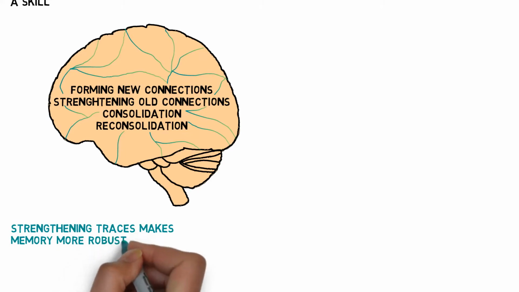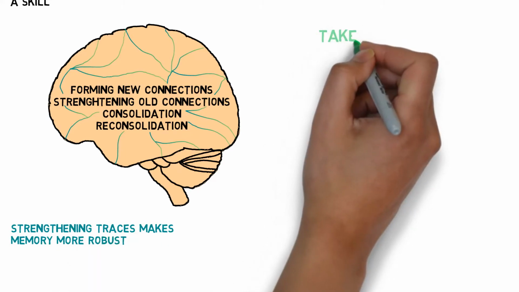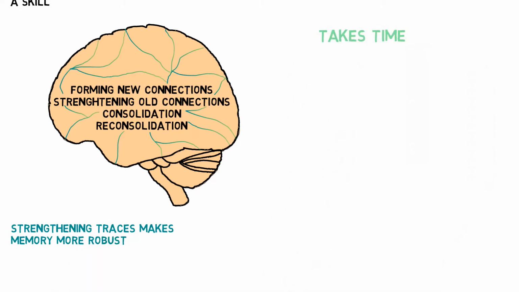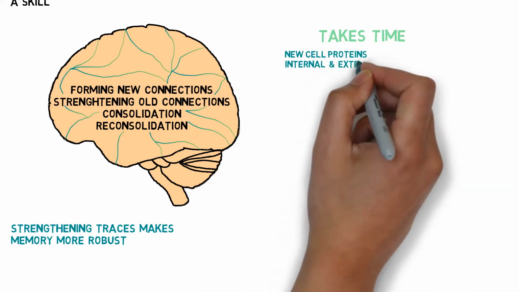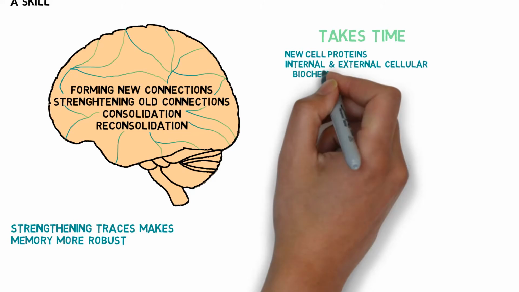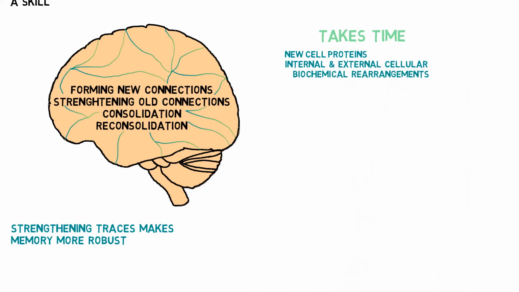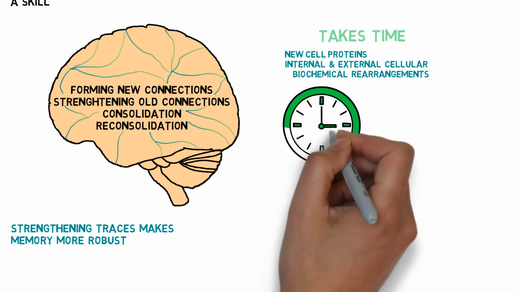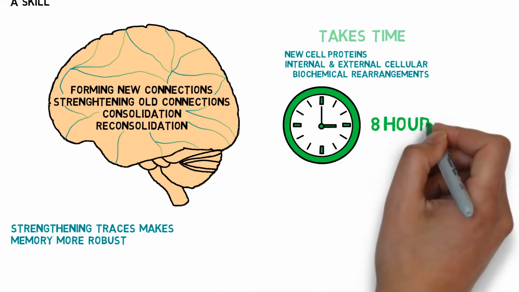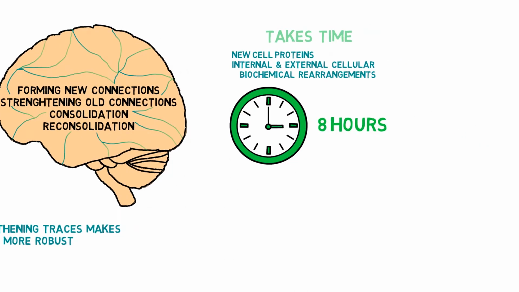The strengthening of neurons and networks, or traces, for long-term memory requires substantial time. For example, by the growth of new cell proteins, or cell biochemical rearrangements, both internally and externally. These changes typically require over 8 hours, which is one reason why cramming overnight does not contribute to long-term memory.